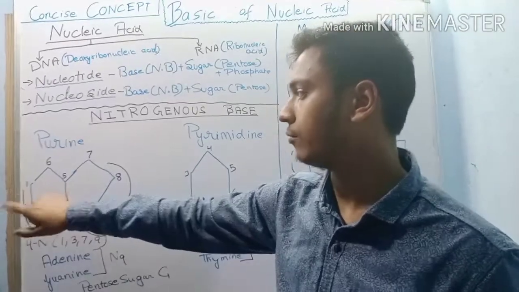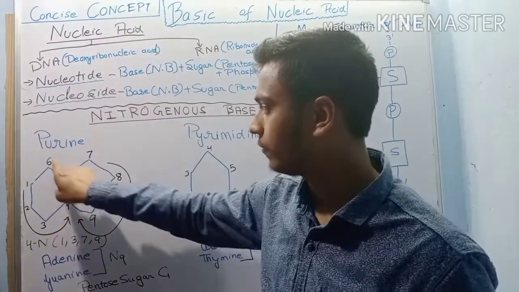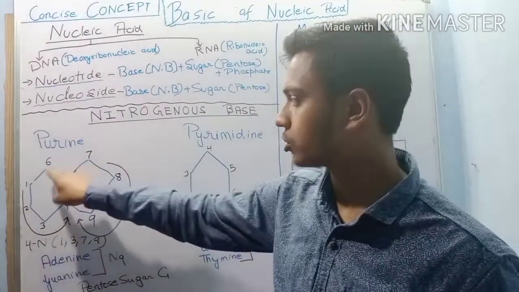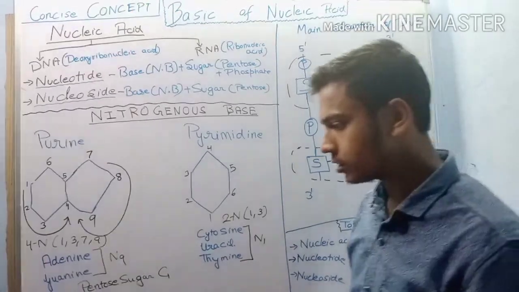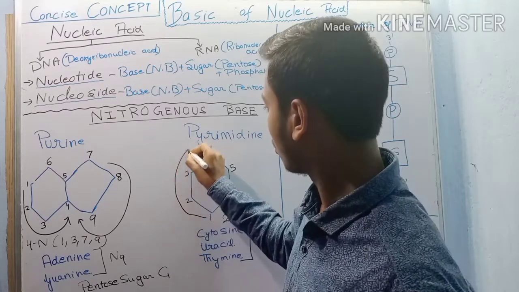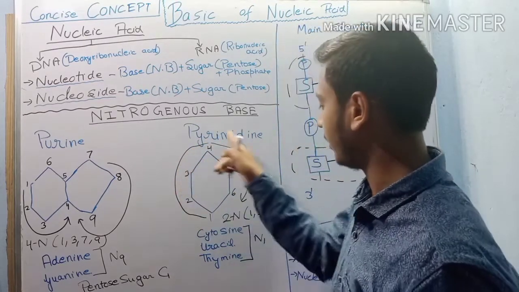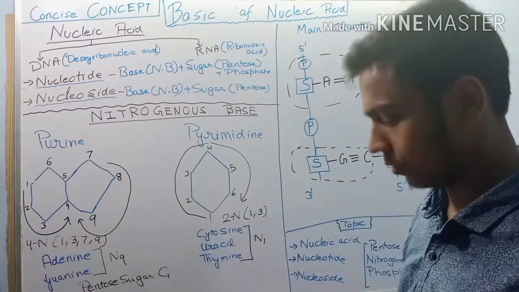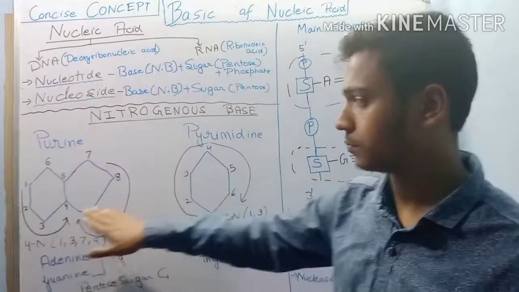So I have just explained here where the nitrogen is present and how the numbering is done. Starting from here, 1 2 3 4 5 6 and here 7 8 9. So this will go in clockwise direction and this is anti-clockwise direction, and this also you can see goes in anti-clockwise direction. So now this is monocyclic and this is bicyclic.